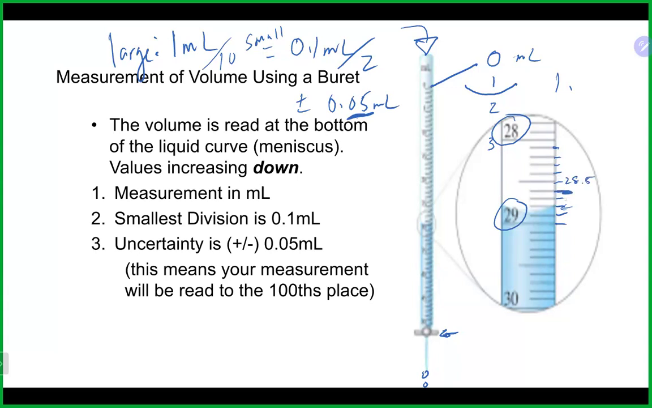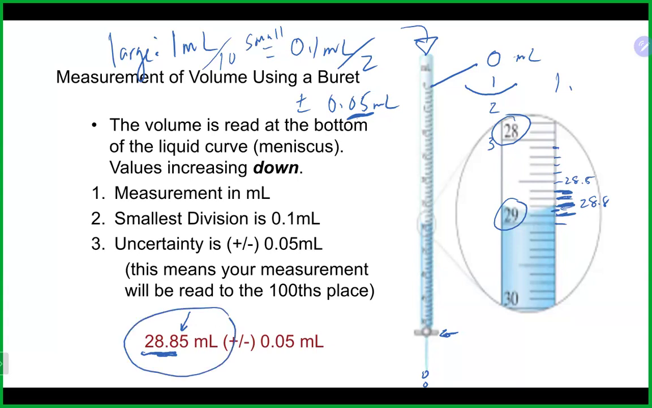So that's 28.6, 28.7, 28.8, and then that is 29. So it's at least 28.8. That's going to be our certain numbers in this case, as you can see here, 28.8. And now our uncertain number, which in this case they feel is about halfway between these 2 markings, the meniscus, and we will go with 5. That gives us here 4 significant figures with our uncertainty again to that second decimal place.